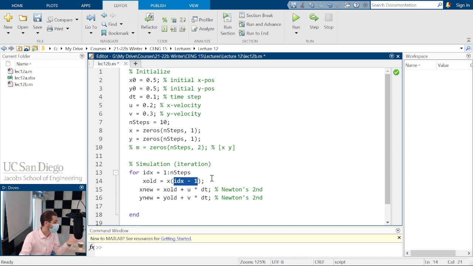It would technically start at 0, right? Because we have a 1 here. That's the very first value of idx. You can't index into the 0th element of a vector. Indexing in Matlab starts at 1, so this would have to start as 2. That also introduces another slightly subtle problem related to where the particle starts. Anybody catch the problem there?